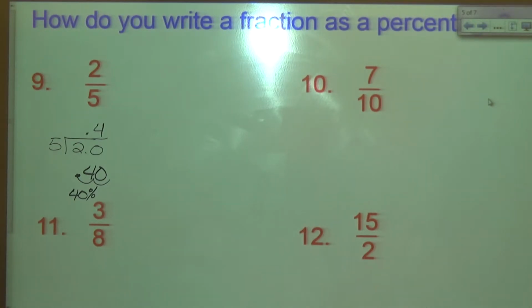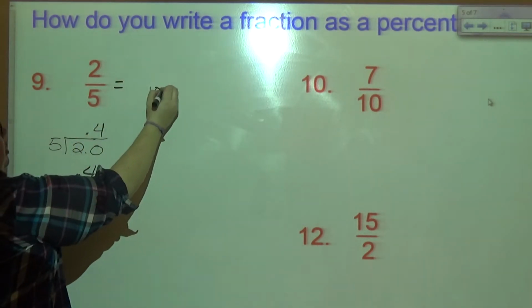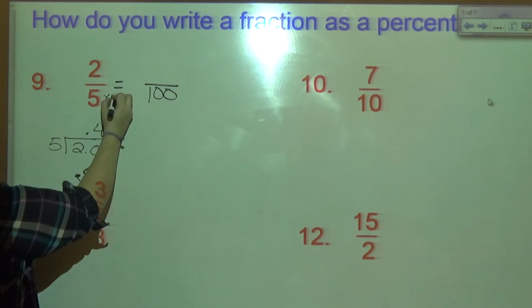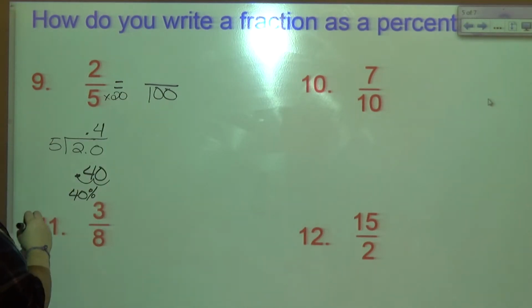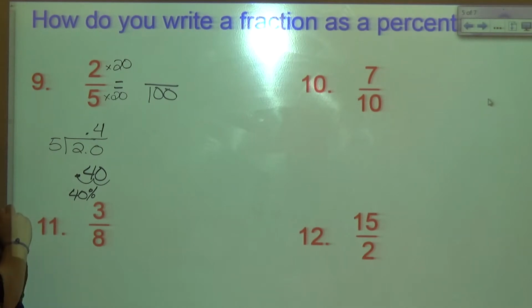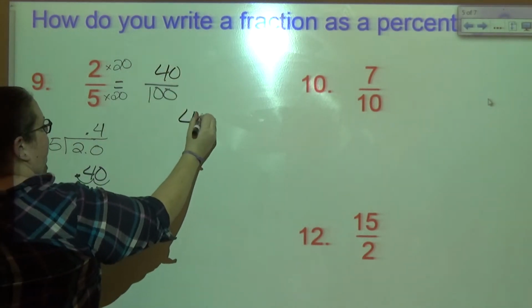The other way is I want to turn the 5 into 100. How do you turn 5 into 100? You multiply by 20. Whatever we do to the bottom, we do to the top. 2 times 20 is 40. So it's 40 out of 100, which is 40%.